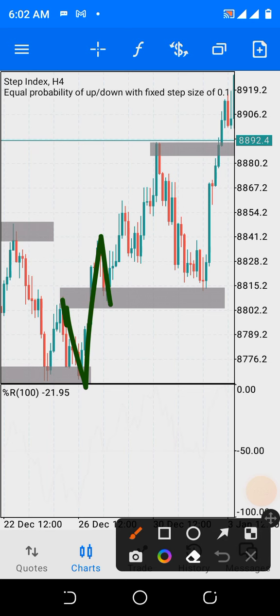Now it gets to this resistance level and back to this support level. You've seen it. That is it. This is how to analyze a naked chart professionally.